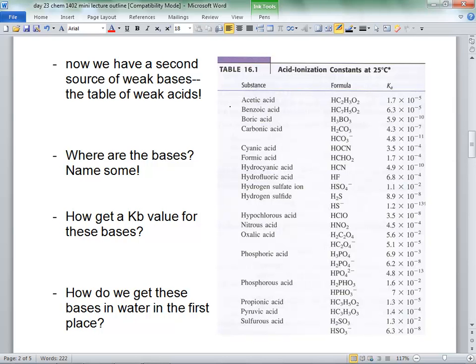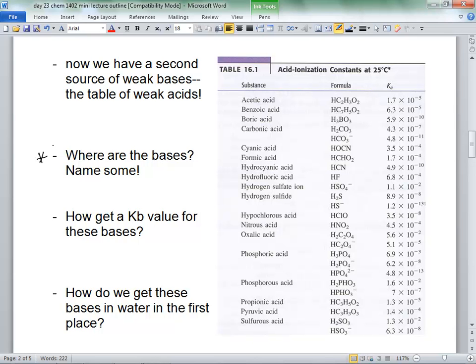There's bases there? Mari, where are they? Those are all weak acids. Well, hang on. Instead of thinking of them as weak acids, think of them as conjugate acids. So couldn't you just write their conjugate base? And then you'd have it, right? Every single one of these weak acids has a conjugate base.